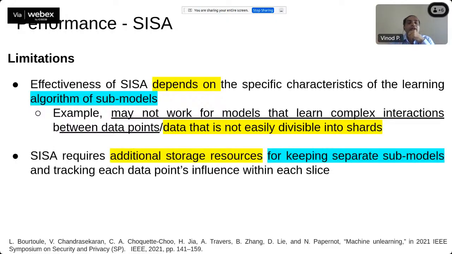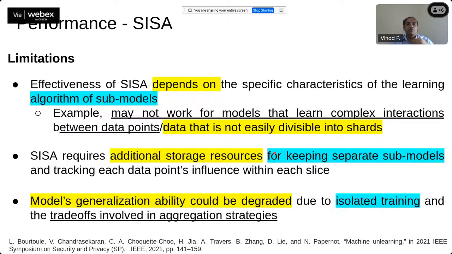Another problem is that SISA requires additional storage. If you remember what I said, we have to keep a record of the parameters, because if I want to remove any data point's memory from the model, I should have some set of parameters already stored, and the parameters corresponding to the private or sensitive data point have to be removed. So we need to keep a record of all the submodels and the parameters, which is computationally expensive in case of a large data store.